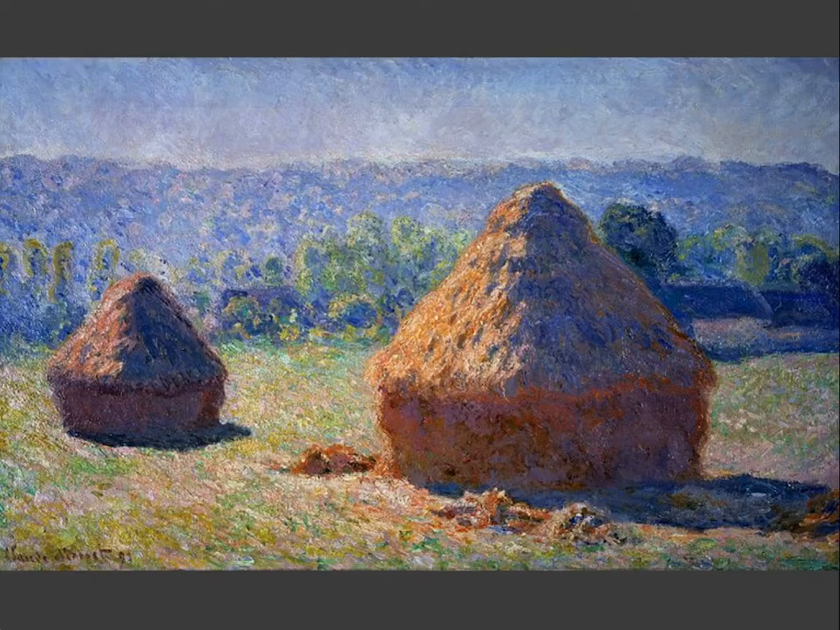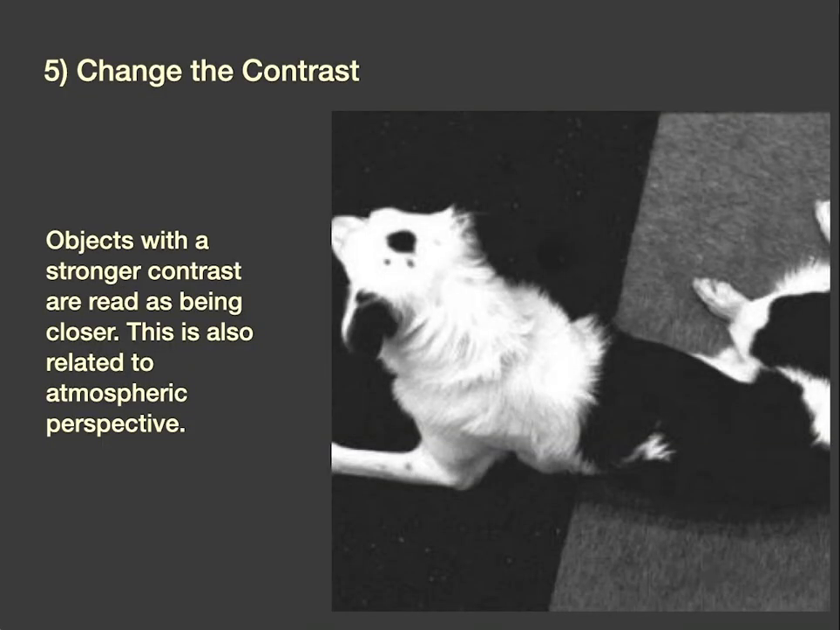All right, number 5, we can change the contrast of things. So when you have something that's got a sharper contrast, that is to say, one thing is very different from the things that are next to it, we read that high contrast as being closer. This is also related to that atmospheric perspective because we see more in the things that are close than the things that are far away. The things that are far away are faded out.